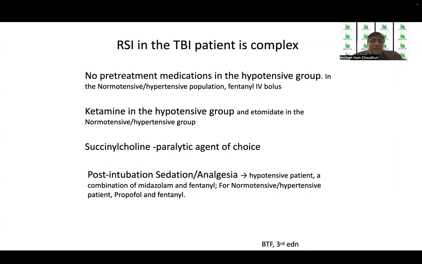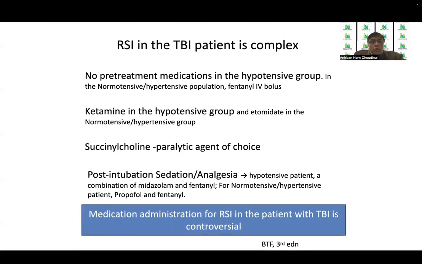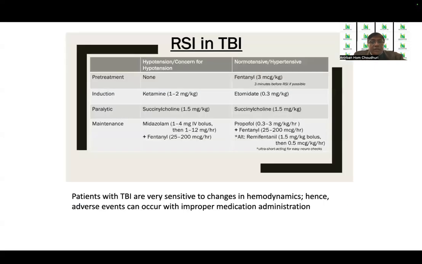So the entire issue of rapid sequence induction is dependent on the condition of the patient and the risk of hypotension, and that hypotension can further aggravate the likelihood of worsening the traumatic brain injury. So therefore, medication administration for rapid sequence induction in a patient with traumatic brain injury is controversial, and hence it may be a good idea to avoid that.